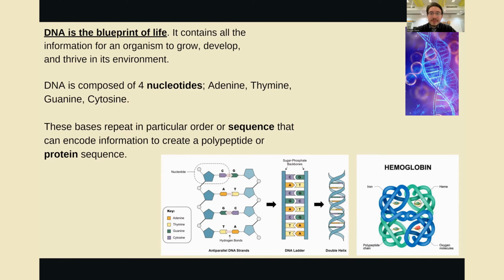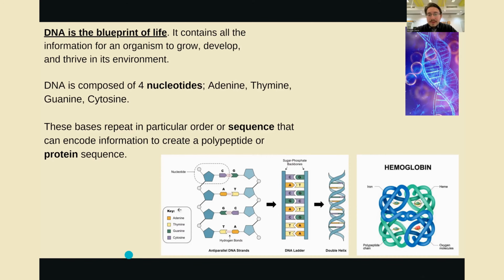They're particular segments of DNA in which the nucleotides are in a particular order to code for some protein. So these bases repeat in a particular order or sequence that encode information to create a polypeptide. We know that polypeptides are basically chains of amino acids, the building blocks of proteins, to create these molecules that are essential for life.